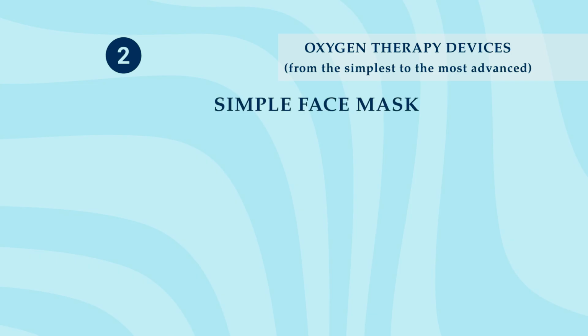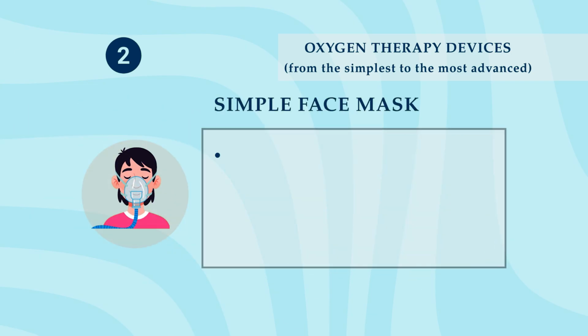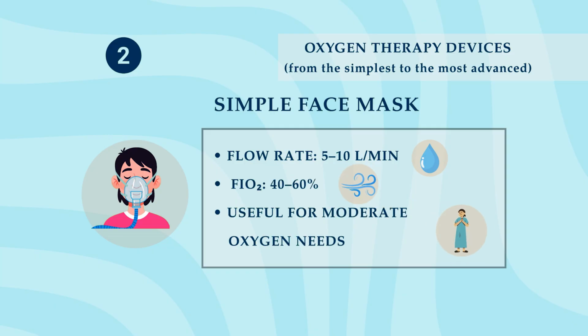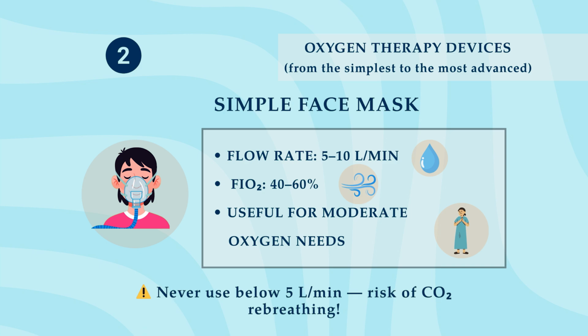2. Simple face mask. Flow, 5 to 10 liters per minute. FiO2, 40 to 60%. Used for moderate oxygen needs. Never use below 5 liters per minute to prevent CO2 rebreathing.